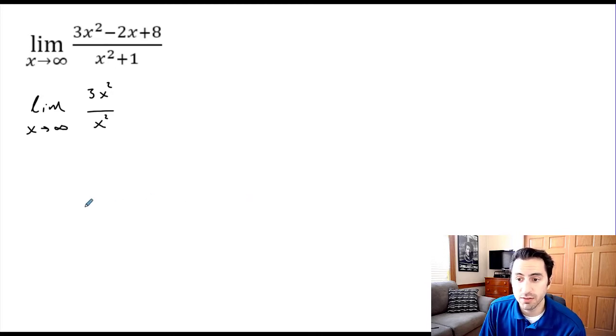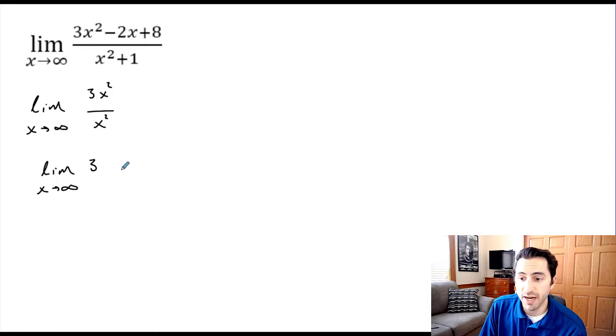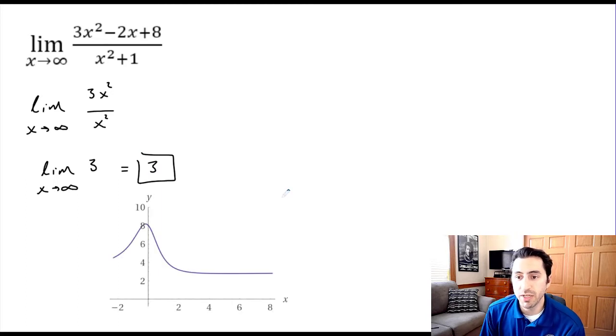And now I can simplify it. x squared divided by x squared will simplify to 1. So we end up with the limit as x approaches infinity of 3. And the limit of a constant is always just the constant, so our answer is 3. So basically we have a horizontal asymptote at the line y equals 3.